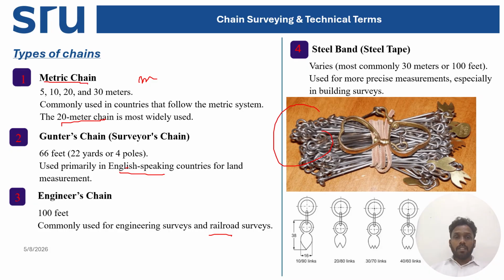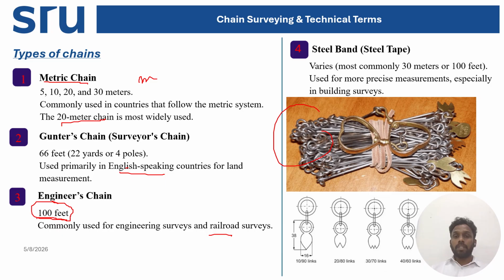So that is called an engineer's chain, because to measure a long distance on a road you are measuring it in terms of kilometers. So for every 30 meters, you have to use this chain, which is used for measuring on a large rail loop or road base. Then steel band or steel tape, it varies commonly from 30 meters to 100 feet chain.